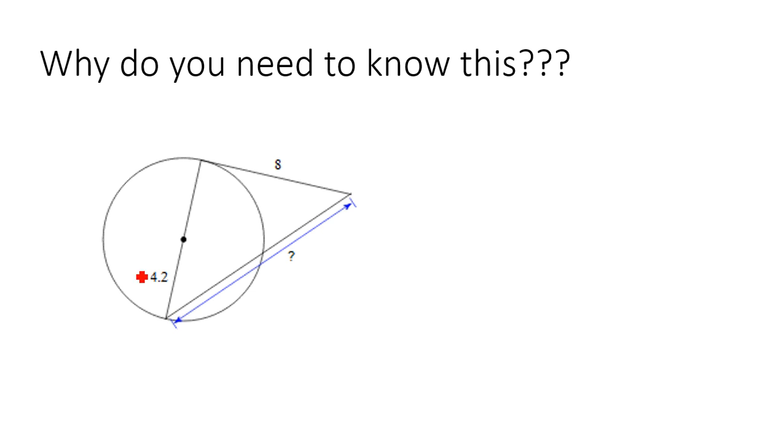Well, based on what we just talked about, at this point, this would be our point of intersection, and we are given our radius, which is 4.2, and we're given this length, which is 8, and we want to find question mark. So in order to do this, we use the property about the tangent line, creating a right angle here, and now we have a right triangle.